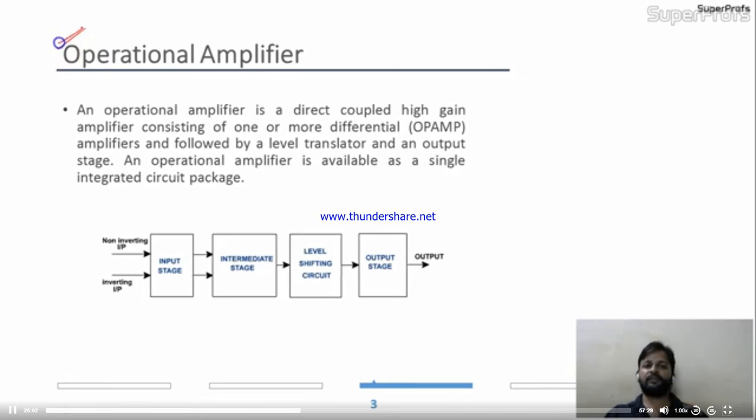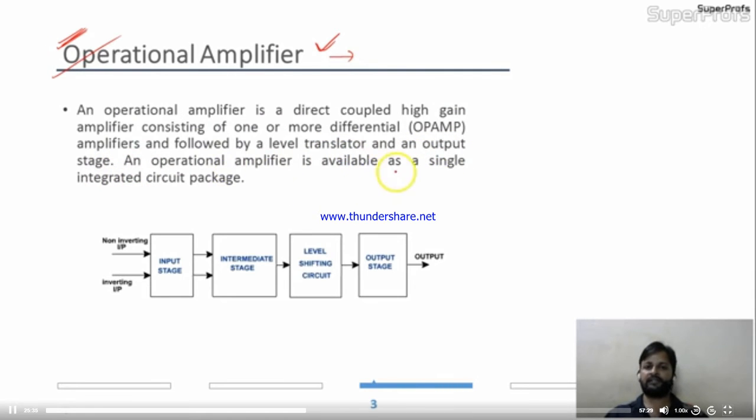Now let's come to the operational amplifier. This is the starting of operational amplifier. We have seen the building block of operational amplifier, and that is the differential amplifier. Now we are switching to the operational amplifier. An operational amplifier is a direct coupled high gain amplifier, consisting of one or more differential amplifiers followed by a level translator and an output stage.